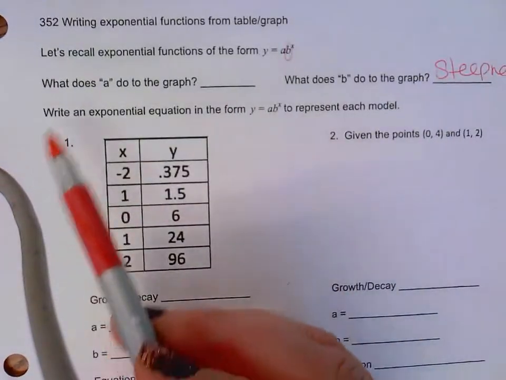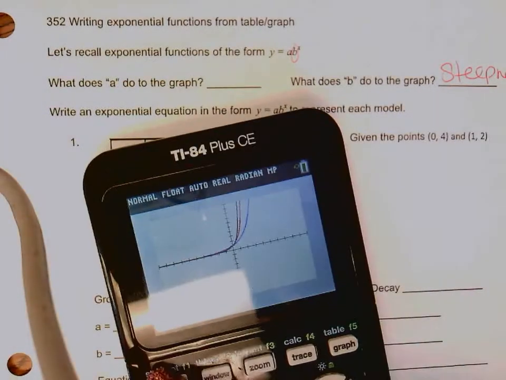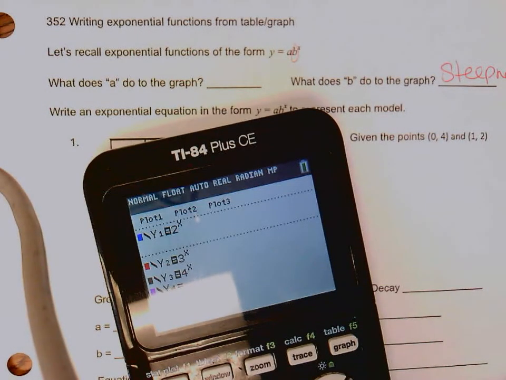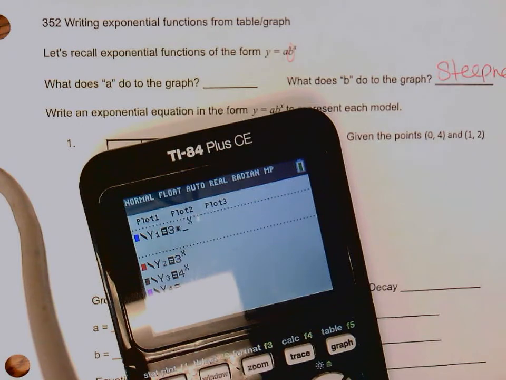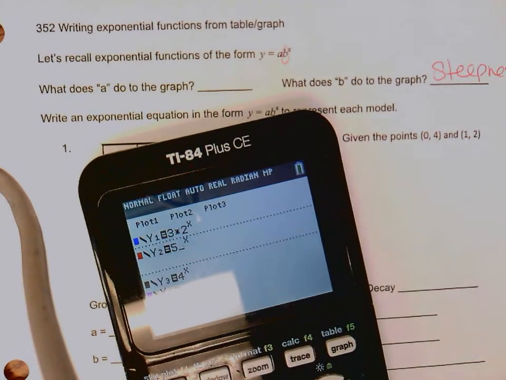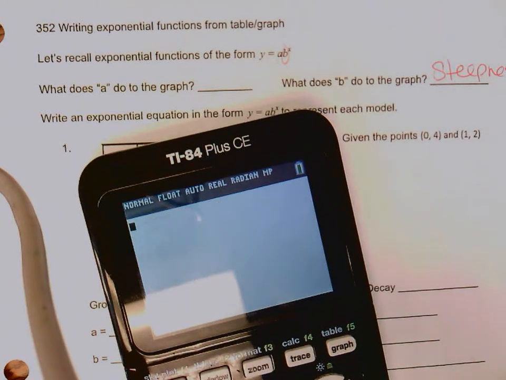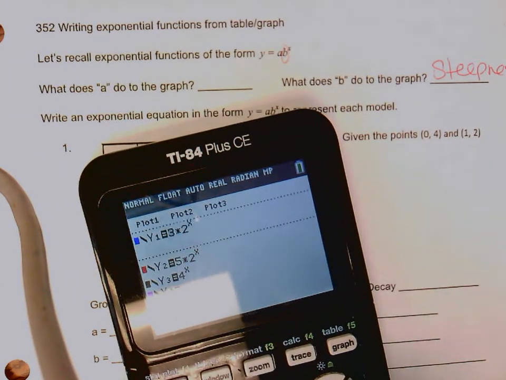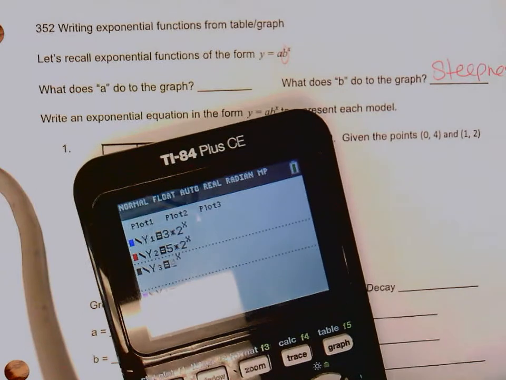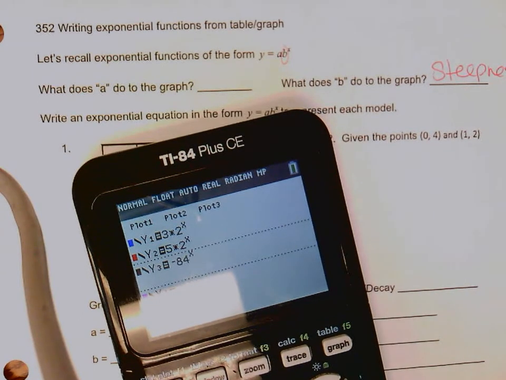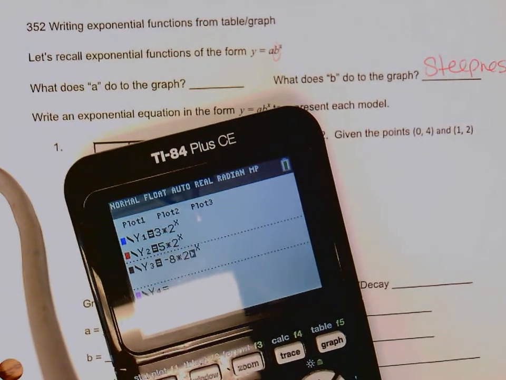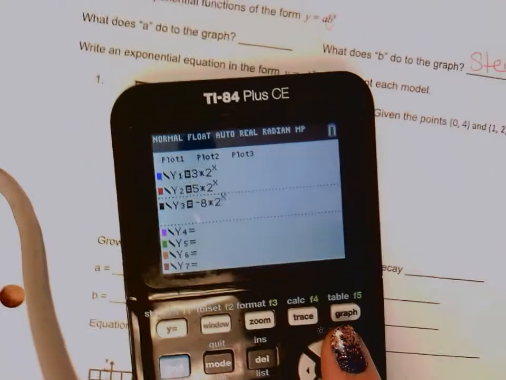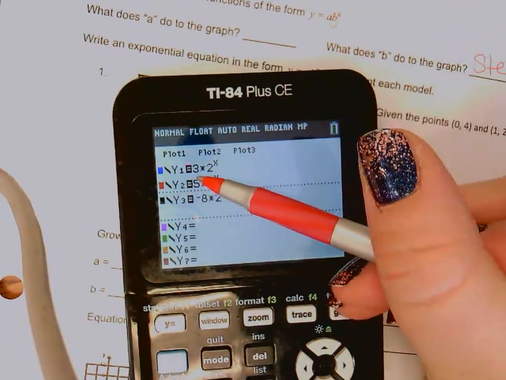But what does a do? Let's say this one is 3 times 2 to the x. This one is 5 times 2 to the x. I'm going to keep 2 to the x each time. And we'll call this last one negative 8 times 2 to the x. So see how now I have the same b value, but I'm changing the a value.